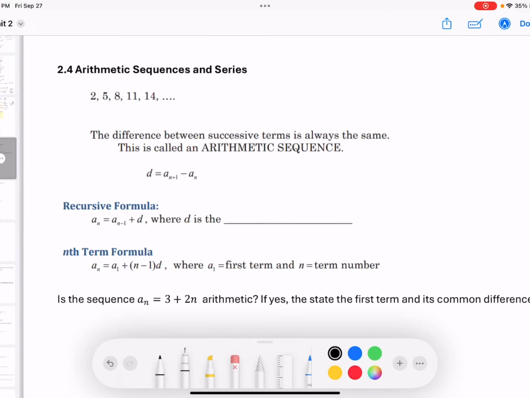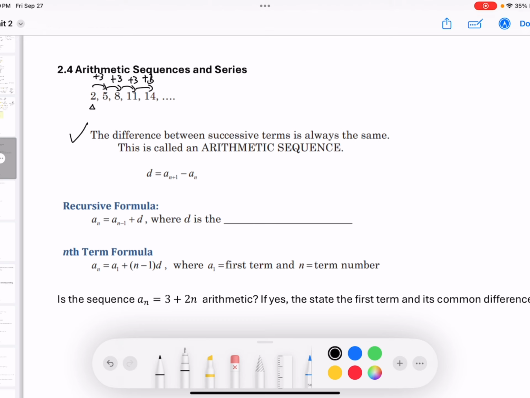In this video we are learning 2.4 Arithmetic sequences and series. Now we have some numbers: 2, 5, 8, 11, 14. Can you find the pattern? What's the relationship? From the first term, you plus 3, you got 5. And 5 plus 3 is 8. 8 plus 3 is 11. 11 plus 3 is 14. So the previous one plus 3 is equal to the next term.